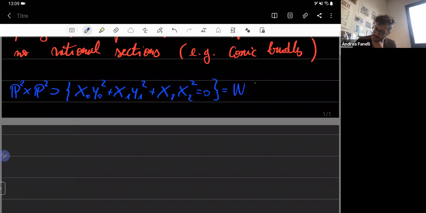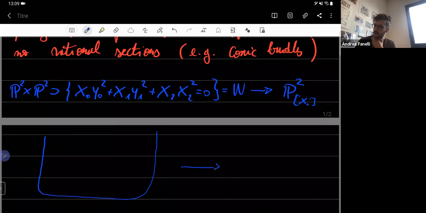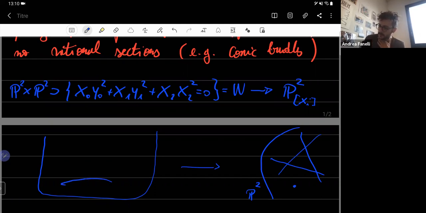This guy is going to be our W, and then you fiber over P2 with the X_i coordinates. What is the picture of this? Well, you have your W here, you're fibering over your P2 here. And you see there is a curve where the fibers degenerate, which are exactly the coordinate lines here on the P2. So now if you take a point outside this curve, you get a nice smooth conic.